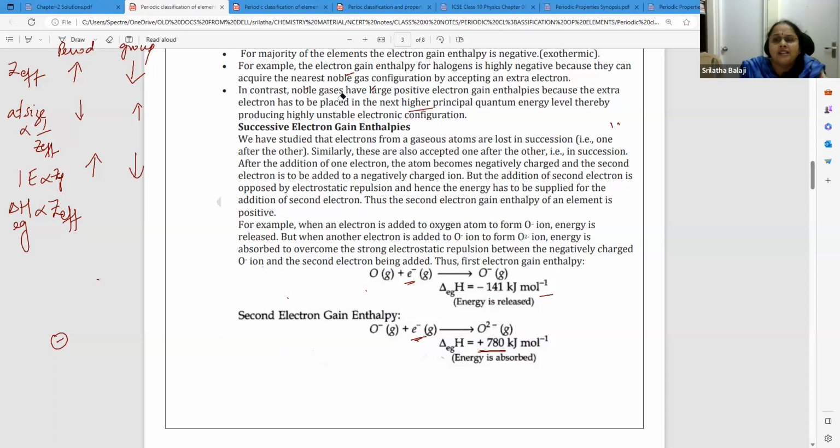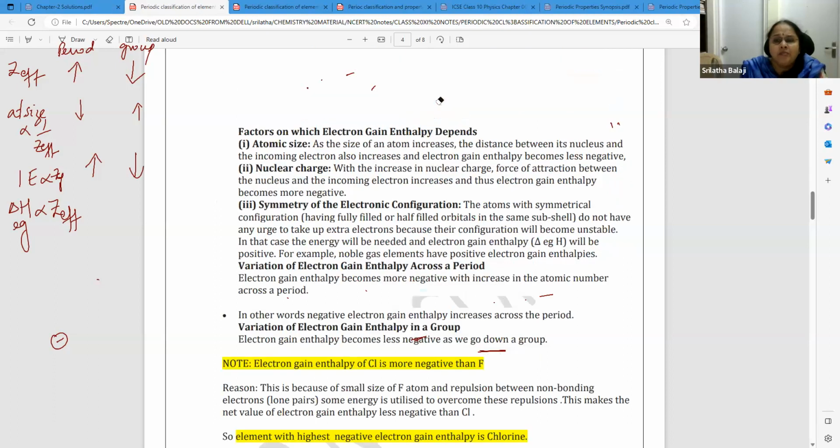Again, I told you the factors influencing it. Everything will be the same, except that you can take it as mainly Z effective. More Z effective, more negative electron gain enthalpy. So the negative electron gain enthalpy, I'm writing it as minus delta HEG. Okay? It increases across a period, decreases down the group.